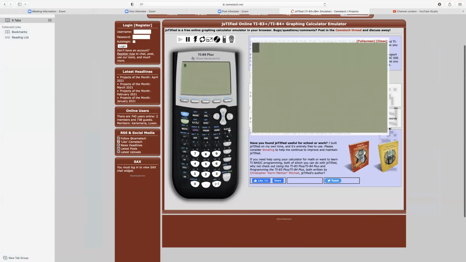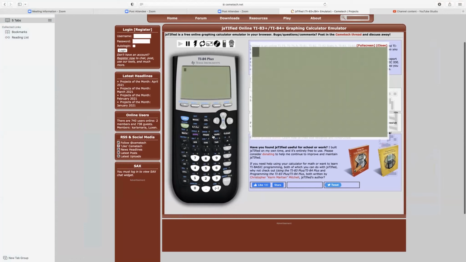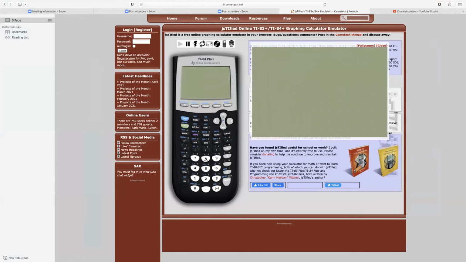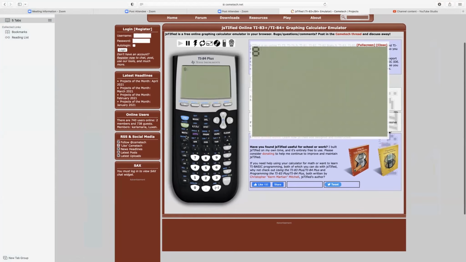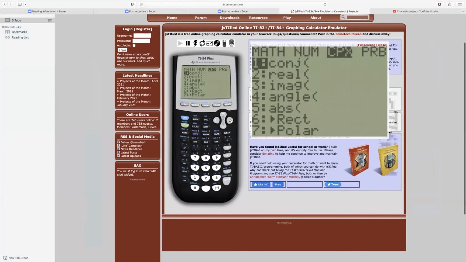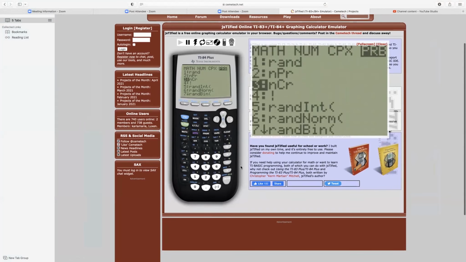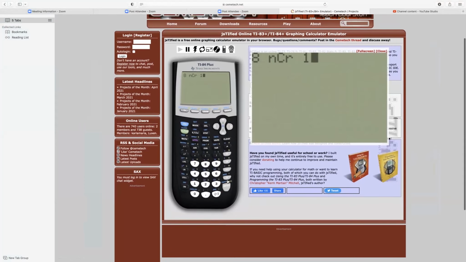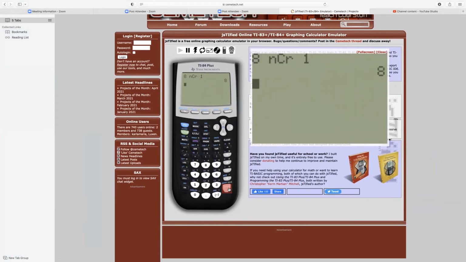Okay, so now we have the combination. We have to go to math. Before that, let's put 8, then go to math, and then the probability menu, and here is this value, n choose r. 1, and we get that value, which in this case will be 8. Now, instead of doing that again, we can repeat it and change the values.